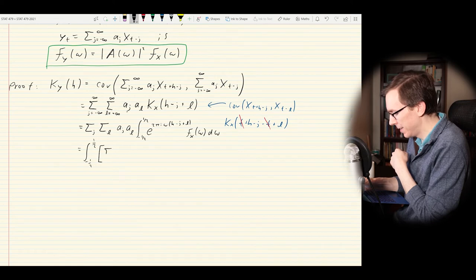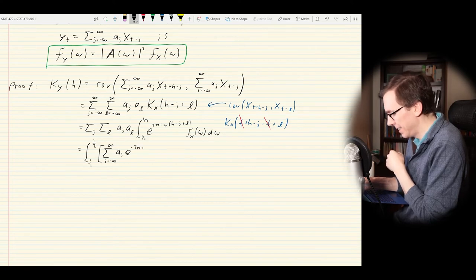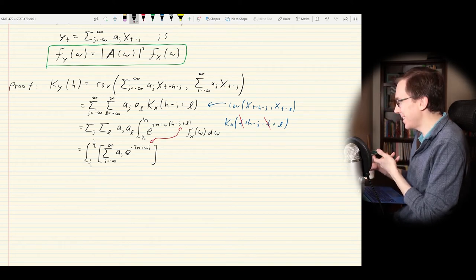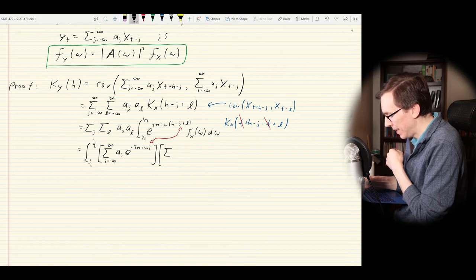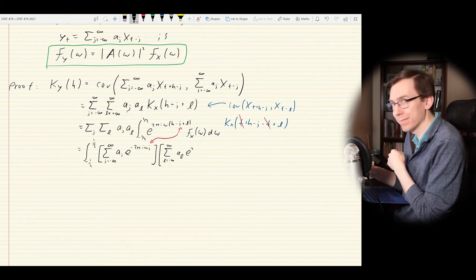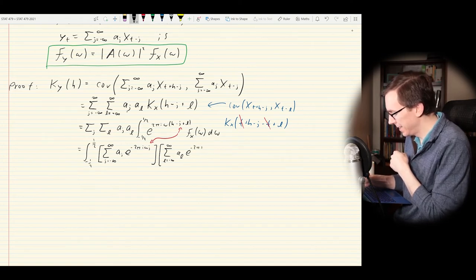We're going to have the sum, in this case j, from minus infinity to plus infinity of a_j e to the minus 2 pi i omega j. Basically, I took this j and I put it over here. And then what happens to l? The next thing I get is the sum over l from minus infinity to infinity of a_l e to the minus 2 pi i omega l. Okay, so we got l now.